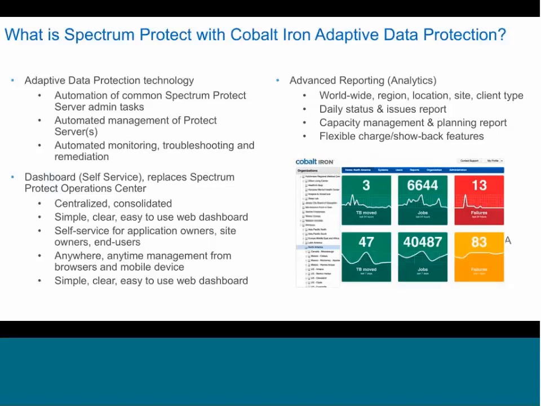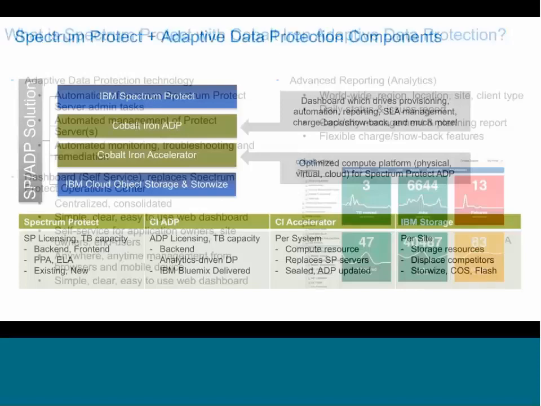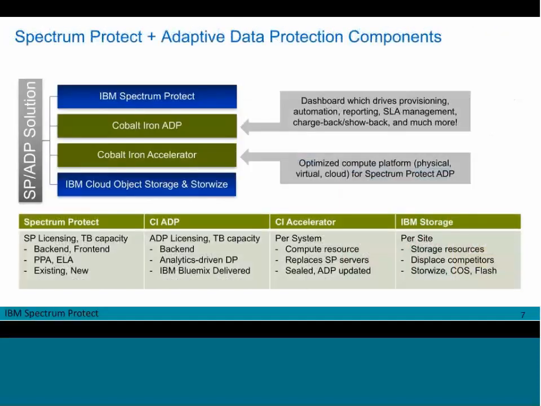Let's go back to the 4 different components of Spectrum Protect with adaptive data protection. I want you to be very clear on what this is. At the bottom, it lists the 4 different things. First of all, a Cobalt Iron solution will have Spectrum Protect licensing. This can be existing license entitlement, or it could be new license entitlement. It can use Spectrum Protect licensing in ELAs, or if the customer has any other entitlement, it can leverage that. It could be front-end, back-end.